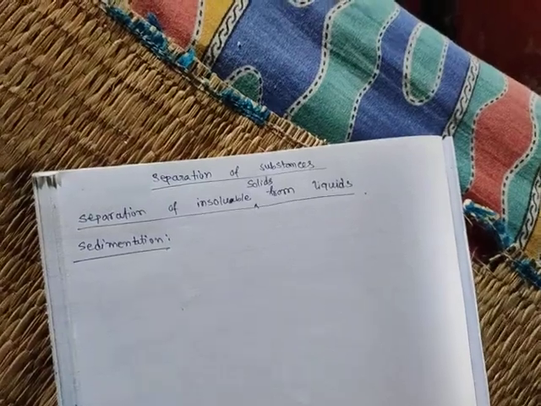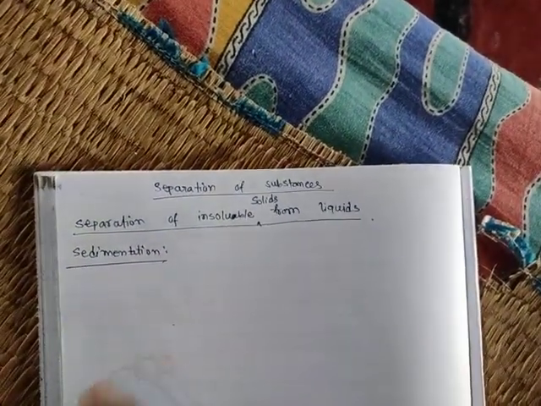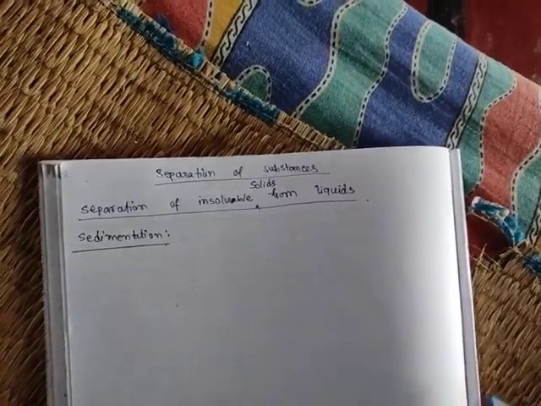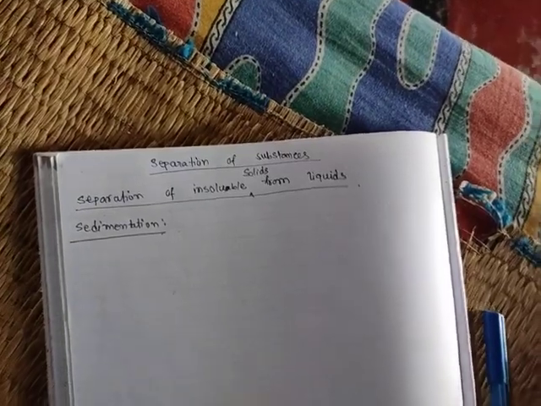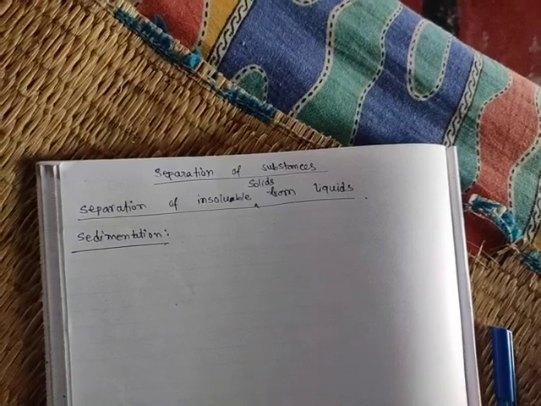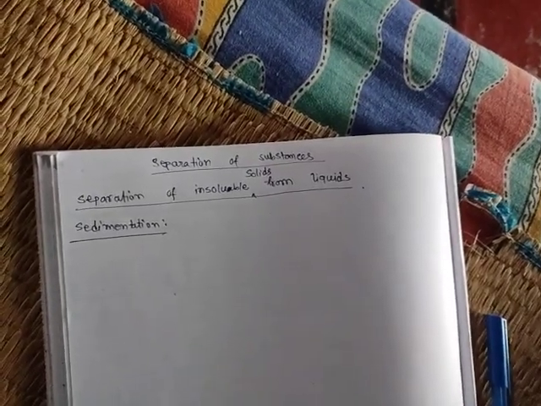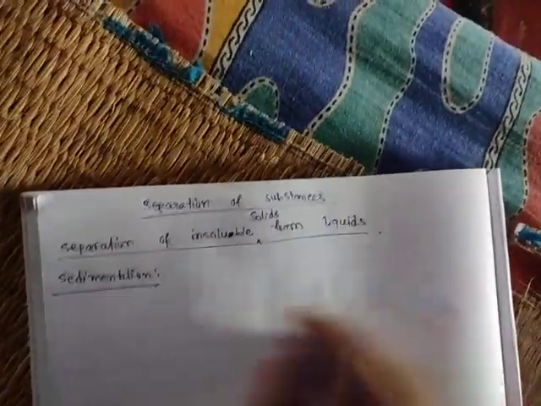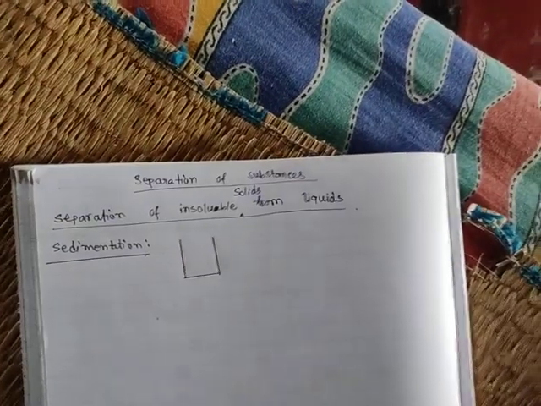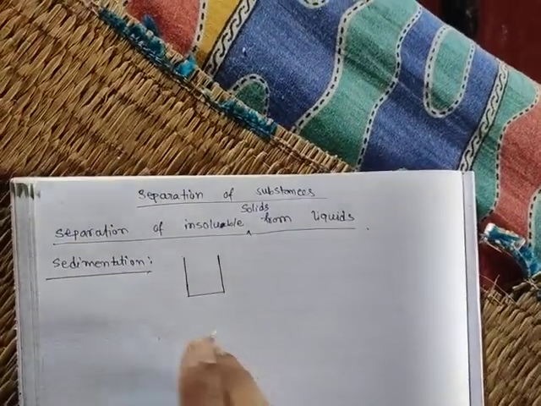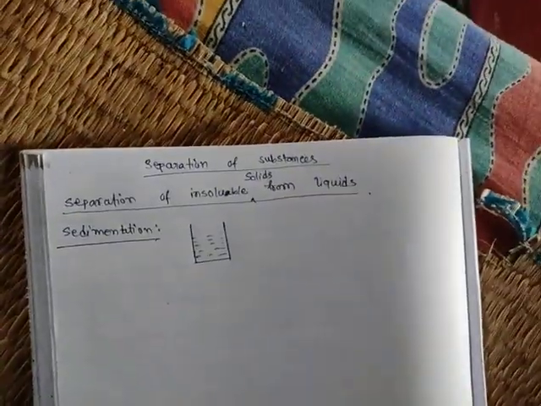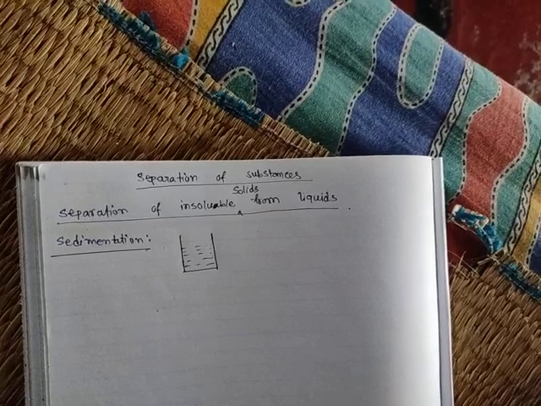What is sedimentation? Sedimentation is a process by which we can separate undissolved solid particles from liquid. Undissolved means does not dissolve. So what happens in this process? Suppose we take a beaker containing water.